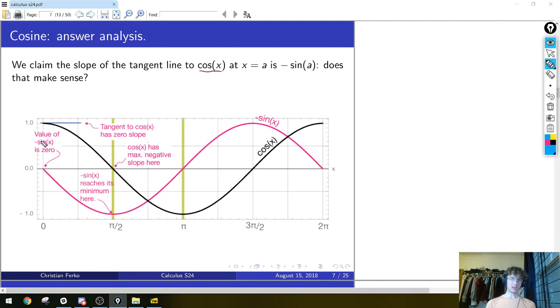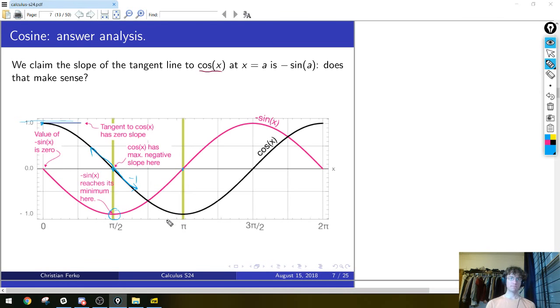Let's think about x equals 0. Here, cosine of 0 has a flat tangent line, as this comment helpfully points out. A flat tangent line has slope 0, and indeed the value of minus sine at 0 is 0. Good, that's pretty easy. What if we go to pi over 2? Well, you can see just by eye, the tangent line here looks like a 45-degree angle sloping downwards, which has slope minus 1. And indeed, minus sine has a value of minus 1 at pi over 2.